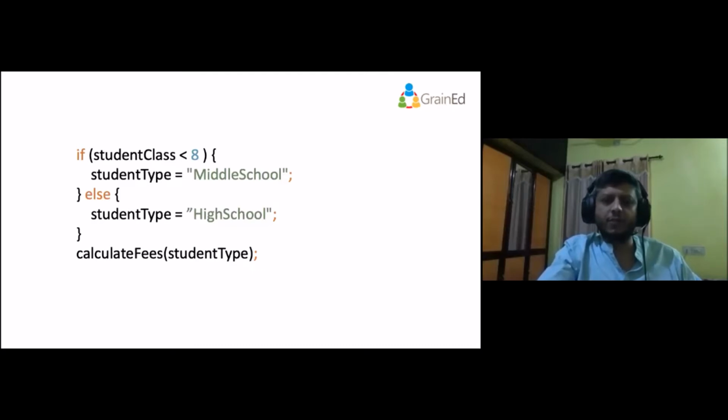And the decision of what the student type is, whether he is a middle school or a high school student, depends upon which class the student is in. So we are using a decision statement here to identify the student type, and then going forward we can use the program to calculate the fees of that student. I hope it's simple and straightforward, and we have seen some examples of how we have used it in our previous examples.